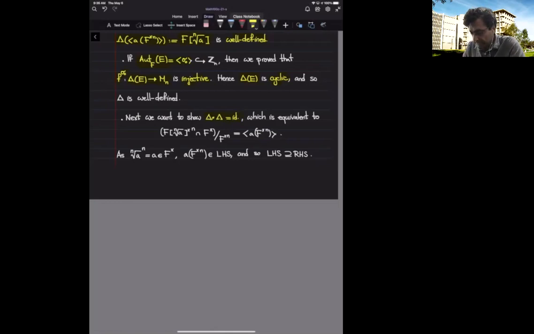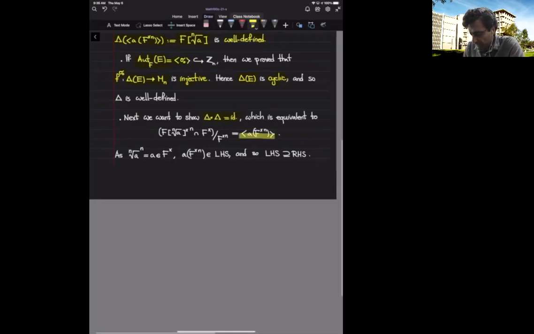When I apply lambda to the cyclic group generated by the coset represented by A, I end up getting this field. When I apply delta to this field, I have to raise it to power n, intersect it with the base field, and then look at the quotient of this group by F cross. We want to show that this equality holds.